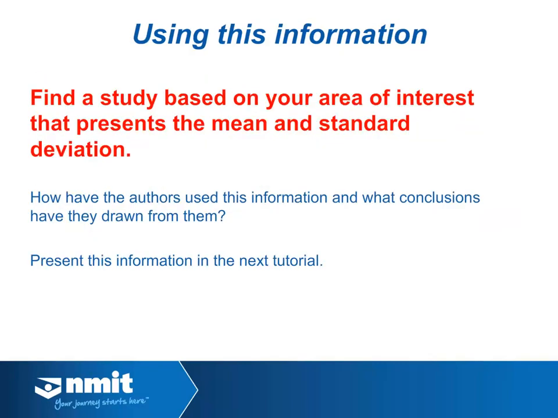Now, before the next tutorial, find a study based on your area of interest. It might be in viticulture, it might be in equine, it might be in agronomy, it might be in aquaculture. Find a study that presents the mean and standard deviation of a particular variable in this field, and have a look at how the authors used this information and what conclusions they drew from these descriptive statistics. And then we'll each present this very casually in the next tutorial. So not only will we see how the mean and standard deviation have been used, but we'll also learn something about our particular field.